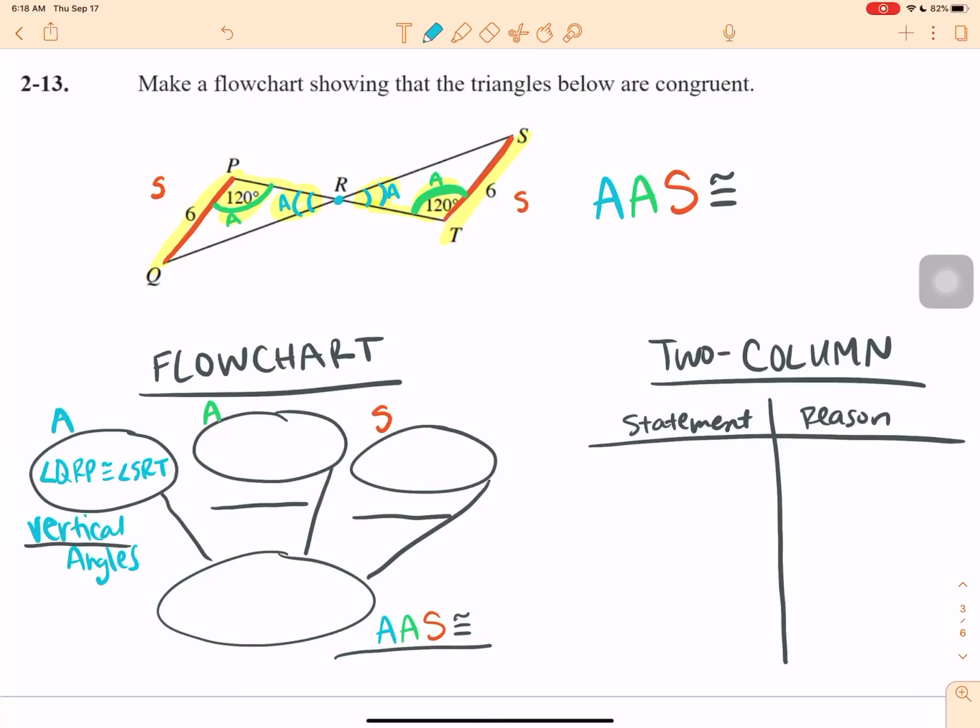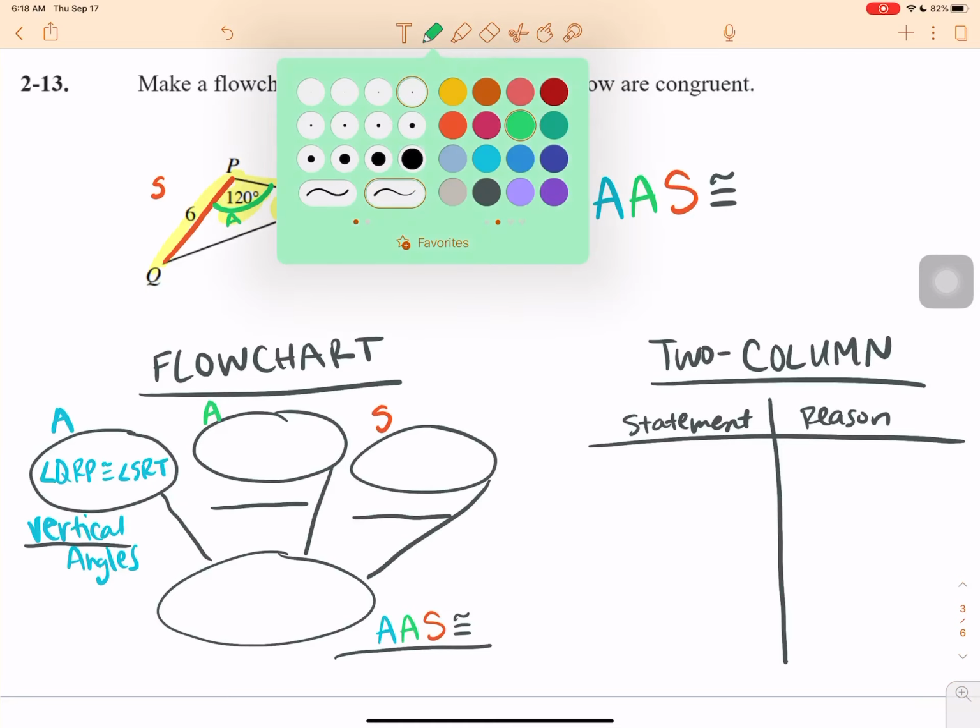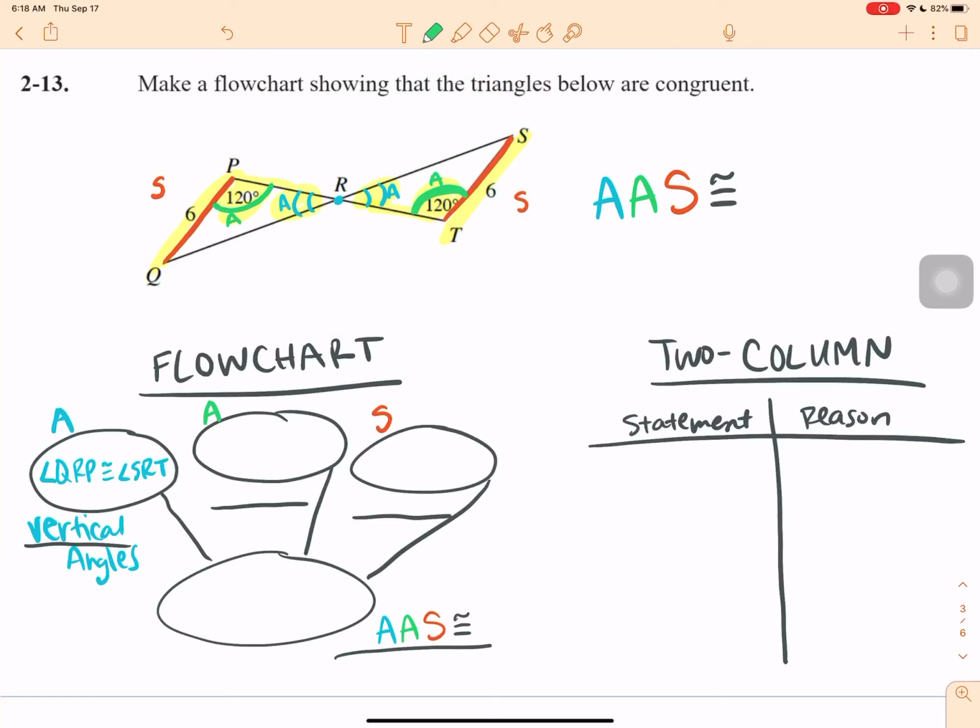All right, and then for this second angle, we have RPQ, or you could always say QPR, but I'm going to go and put RPQ. And then following that one, it would be RTS for its corresponding parts. And that one was given. They told us that they're both 120 degrees.